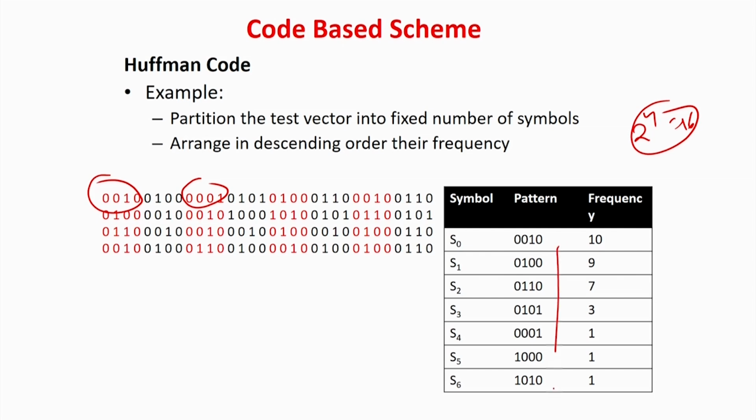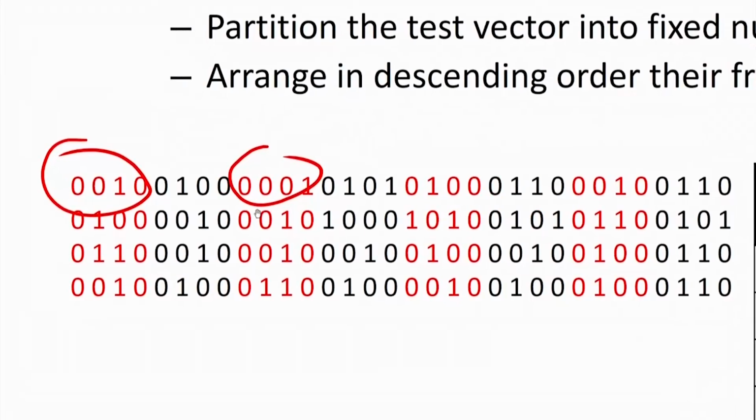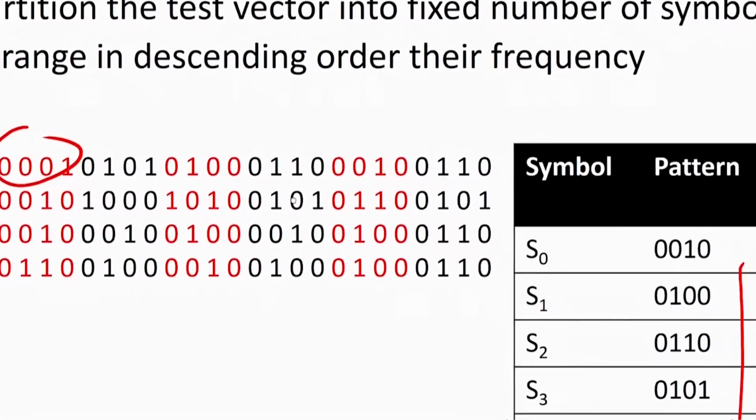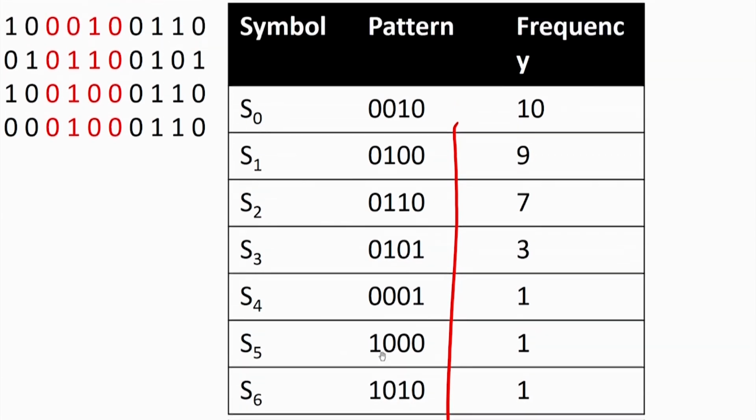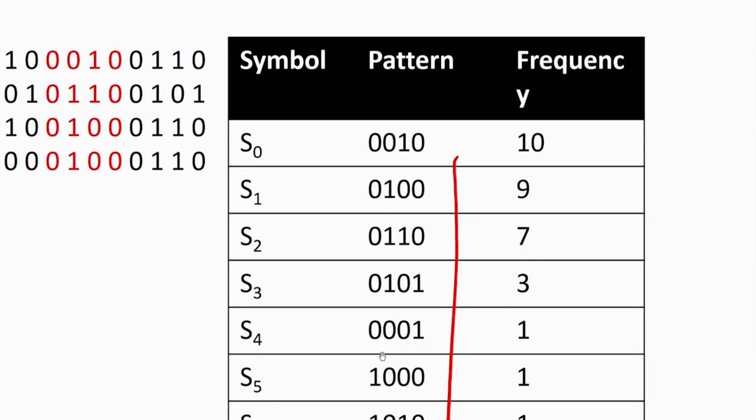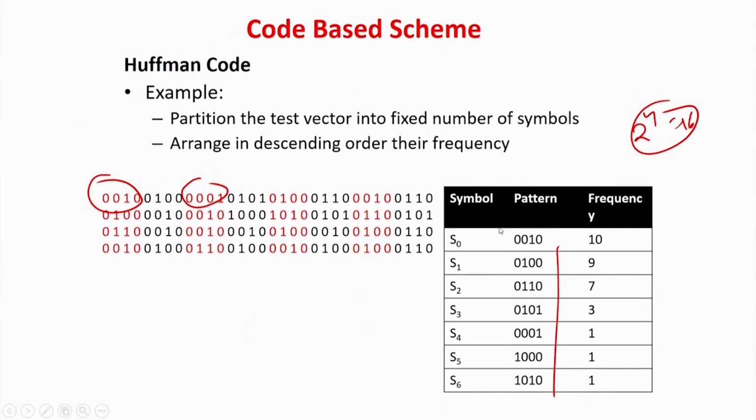So these are the test patterns, and then we count the frequency, like S0, which is equal to 0010, occurs 10 number of times. I have made groups of 4, and then I am writing the symbols S0, S1 to S6. 7 patterns I have found. Like, I have not found patterns like 1, 1, 1, 1. Doesn't matter. It depends on the test patterns generated, and then I count the frequency. Like S0 is 0010, the frequency is 10. S1 is 0001, the frequency is 9, and so forth. So I have generated this.